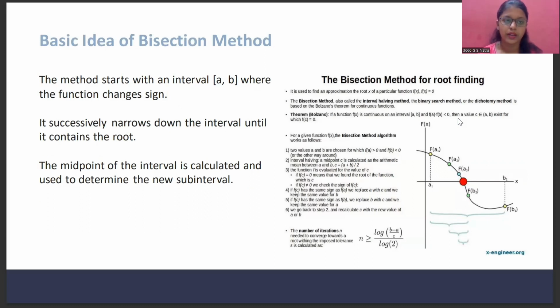Basic idea of the bisection method. The method starts with an interval [a, b] where the function changes sign. It successively narrows down the interval until it contains the root. The midpoint of an interval is calculated and used to determine the new subinterval.